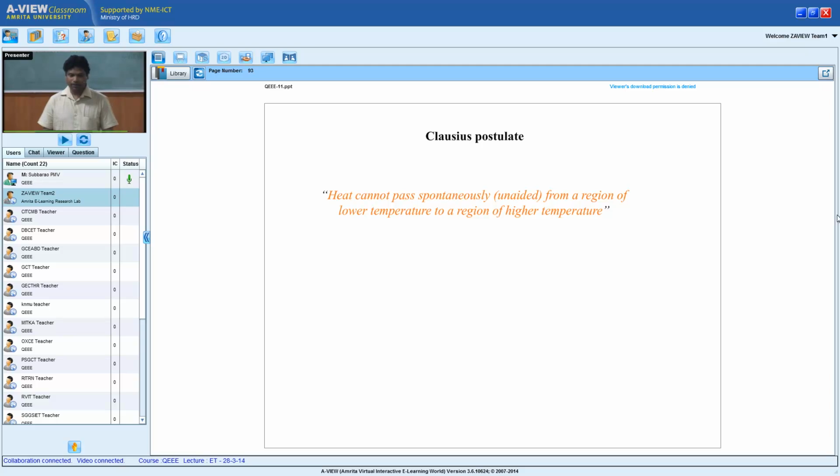Heat cannot spontaneously flow from a region of low temperature to a region of high temperature. You need to help it. You need to aid it with mechanical power or electrical power to have heat transfer from low temperature to a high temperature.